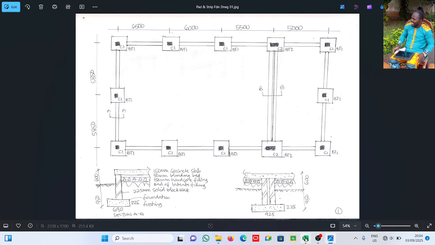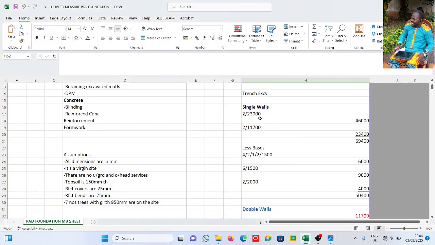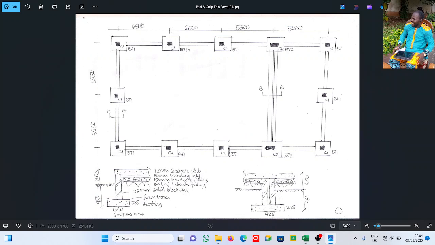So this is basically what we have here. This is the single walls. Remember we've calculated this before: 23,000 by 2. This here multiplied by 2, and then I take this here and multiply by 2.